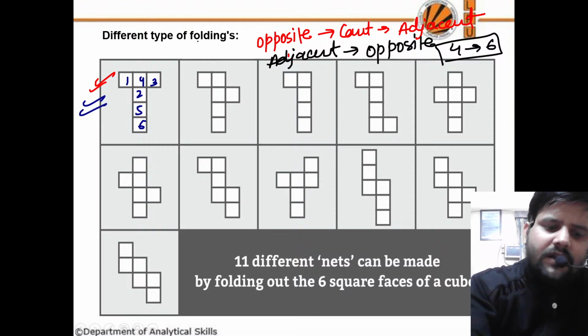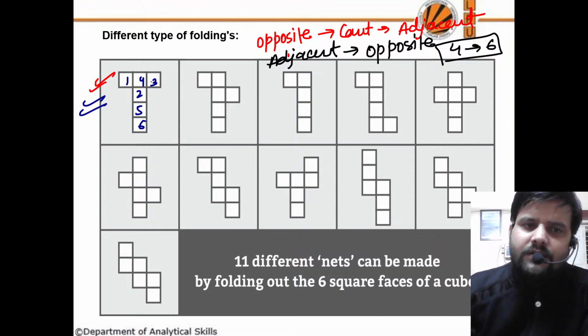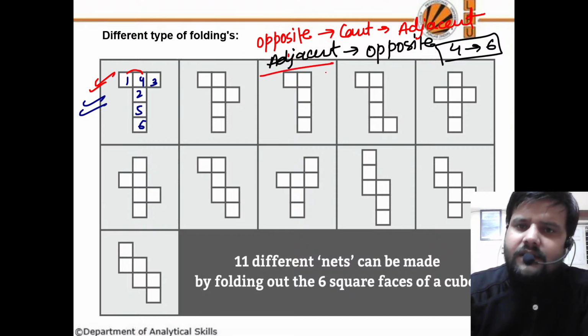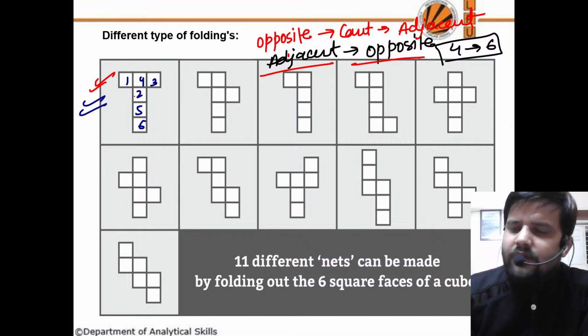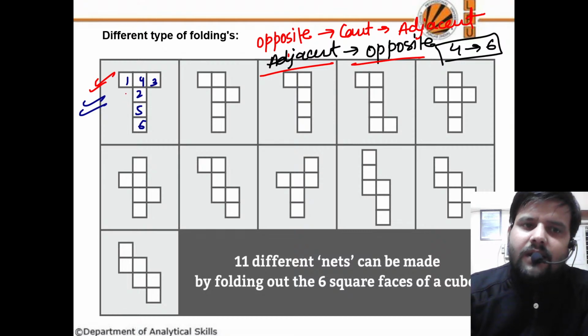Now let's come to this figure first, the first figure. So what happens is, these are adjacent, isn't it? So what the adjacent rule says, if adjacent are there, they cannot be opposite, isn't it? So 1 cannot be opposite to 4 here. Likewise, 4 cannot be opposite to 2. But generally, the way to solve these kind of questions is, the alternate pairs remains opposite to each other when we fold the dice. Remember it? The alternate pair remains opposite to each other when we fold the dice.